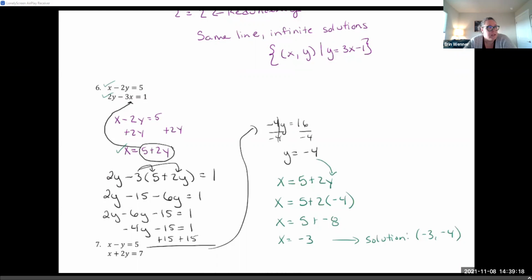What I was going to say is that you'll still get the same answer if you were to isolate Y first. You would have been dealing with fractions though, which would have made your life a little bit harder, and it could have led to opportunities to make mistakes. That's all. But you would still theoretically get the same answer.